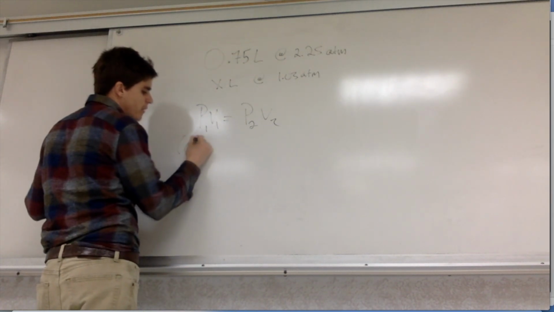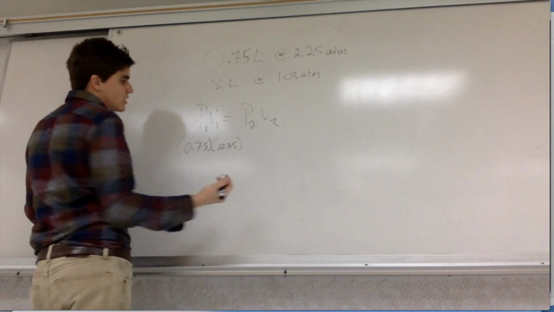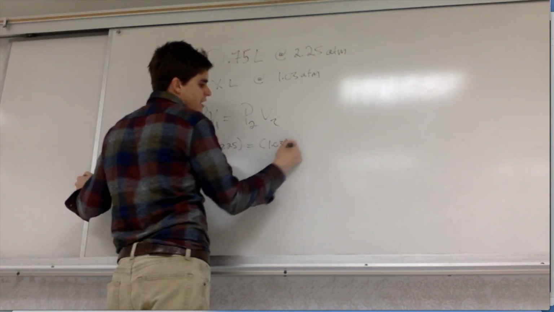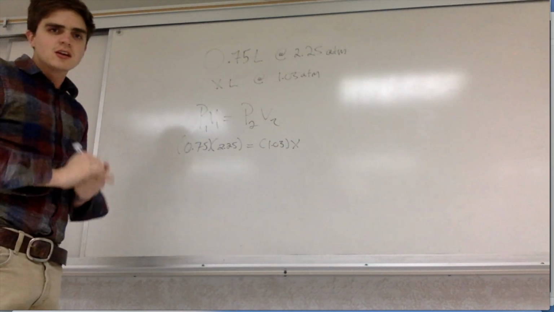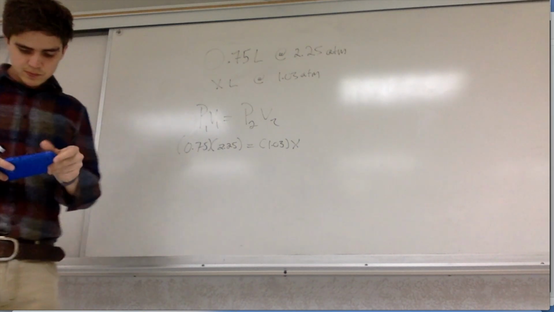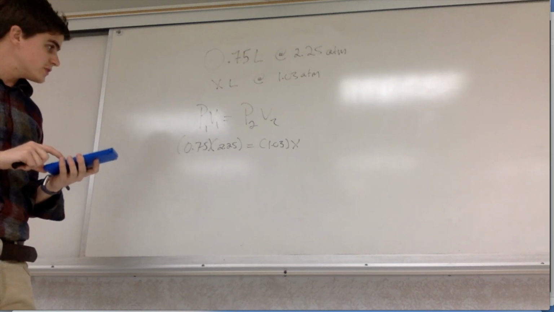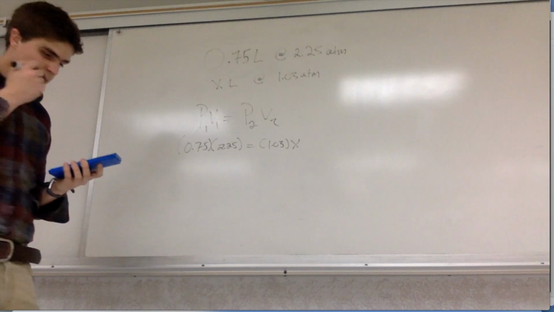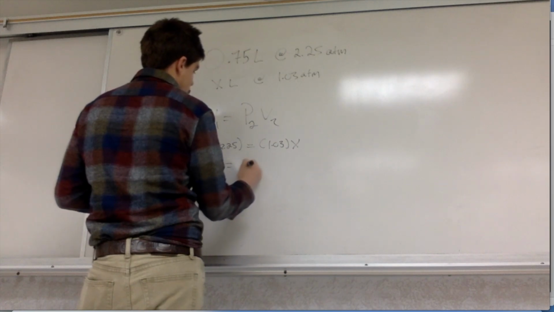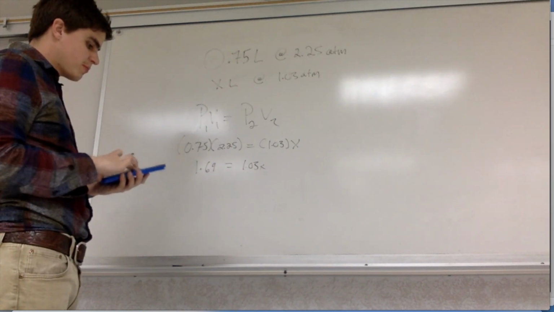So let's see, 0.75 liters times 2.25 atmospheres equals 1.03, and I'm looking for a volume, so I'm going to represent that with X. I can use my handy-dandy calculator here. I have 0.75 times 2.25, 1.69 equals 1.03x. So I can take that number and divide it out by 1.03.